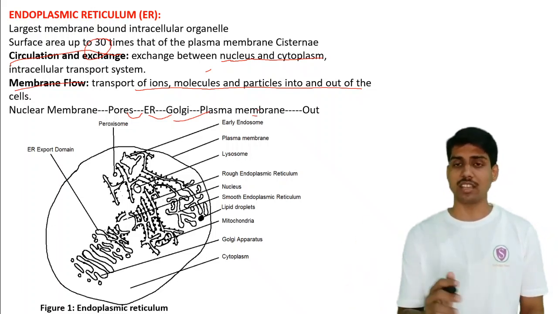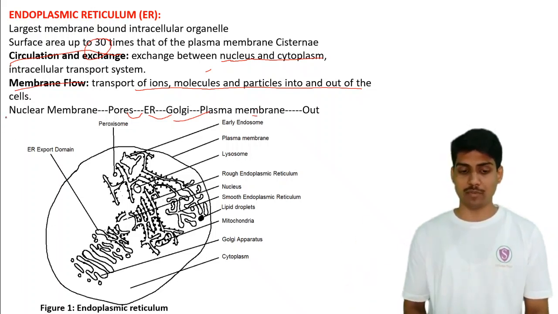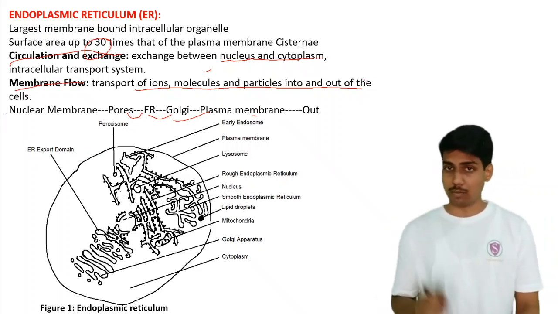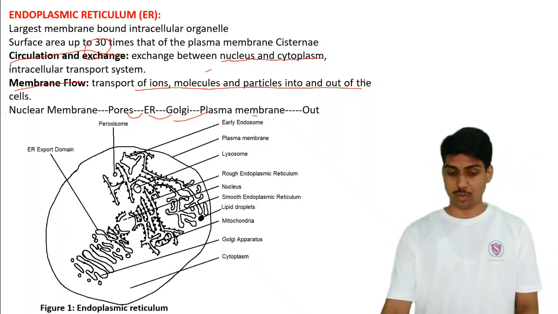Okay, so this is a kind of membrane flow, but this part of the membrane flow, right from the nuclear membrane to outside, is through the endoplasmic reticulum, right?